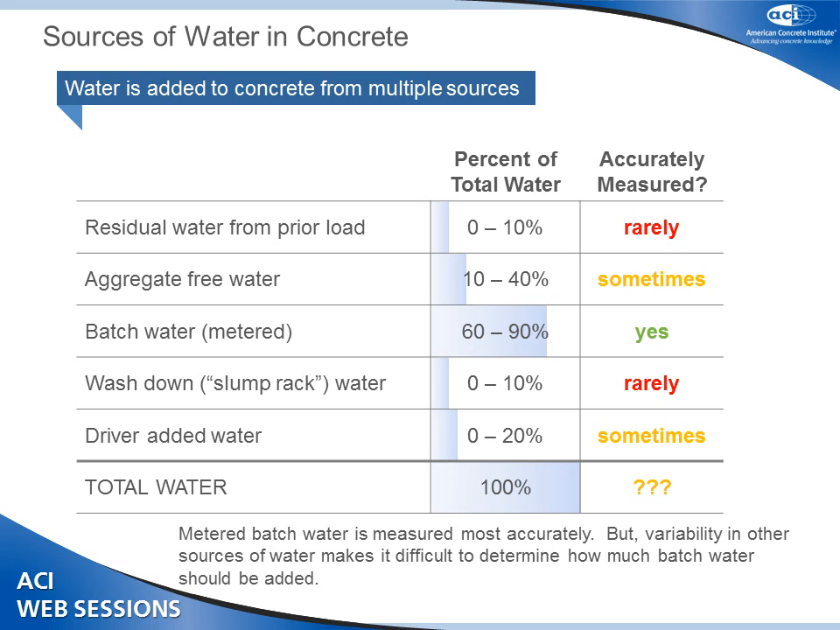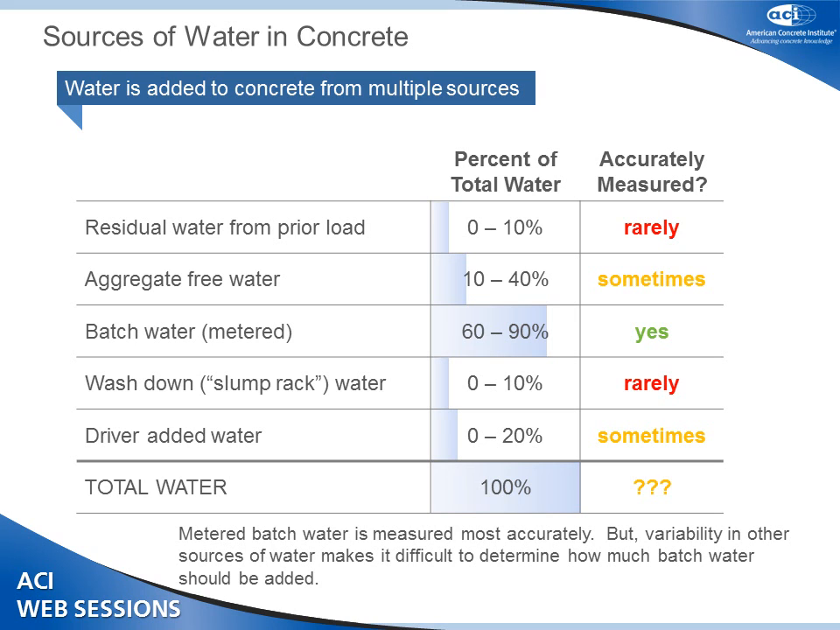The next source is the one we can measure the most accurately. It's also the biggest source of water, and it's the metered water that goes in at the batch plant. And assuming that your meter is accurate, you can measure that very accurately. Next is, so the truck is loaded, all the water goes in, and the next step is the driver goes over to wash down the truck. Sometimes it's called the slump rack because they make the adjustment to the slump here by adding water. And again, this is not always an accurate measure.